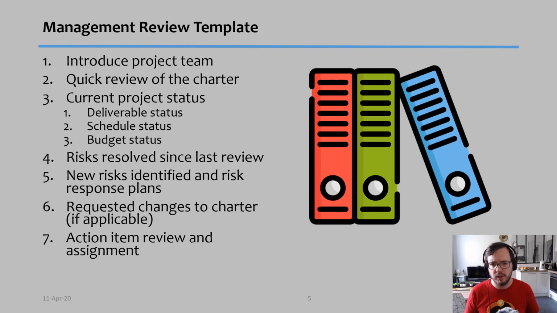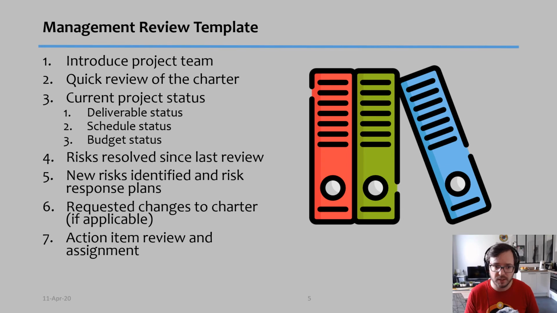So in order to create this management review, there are 7 parts to the meeting, and typically first we start by introducing the team. Obviously, sometimes not everyone remembers the names of the project team, so it's always good to present them. Then you do a quick review of the charter and the objectives of the project, and then you go into the current project status.